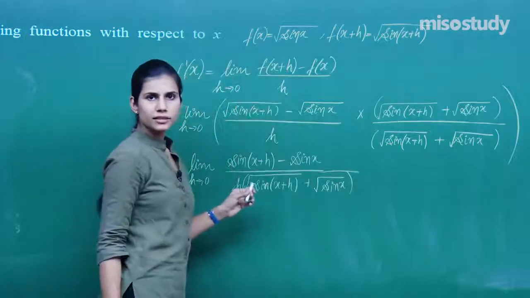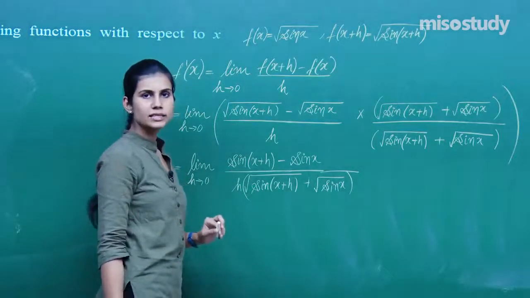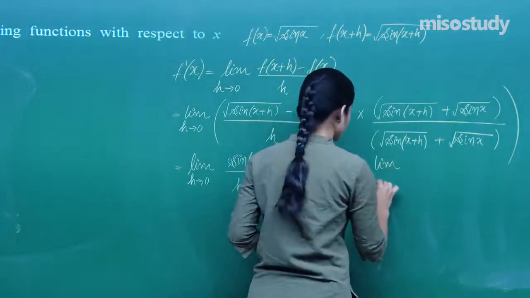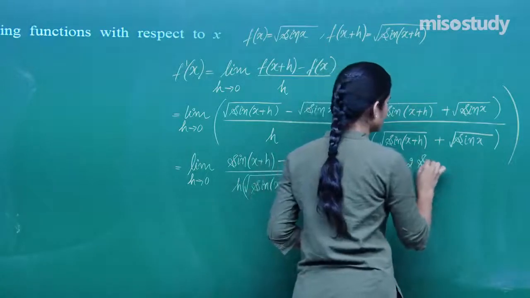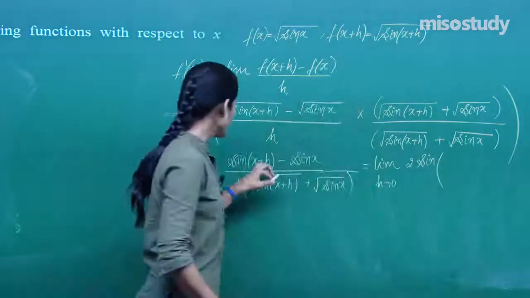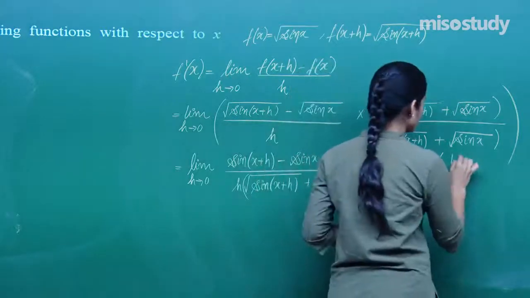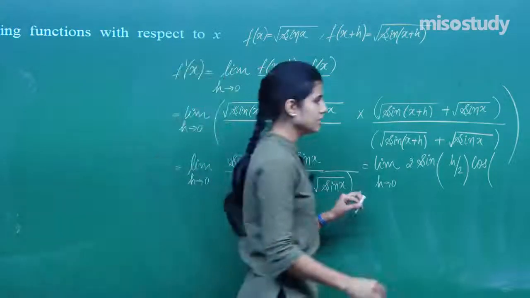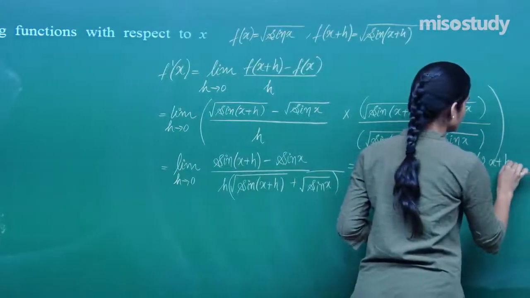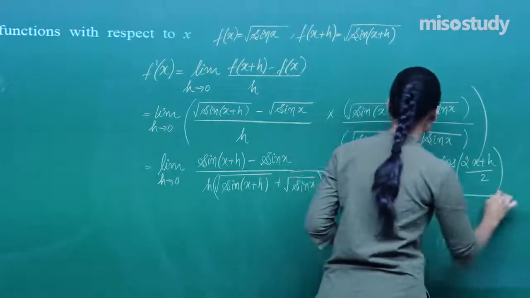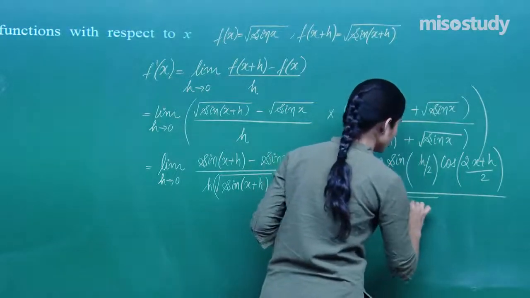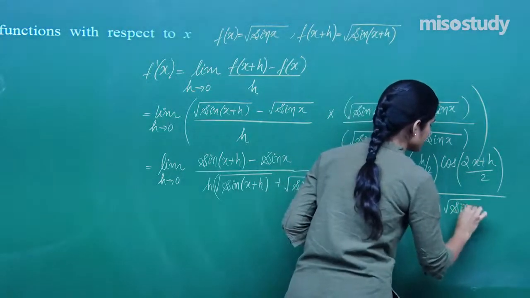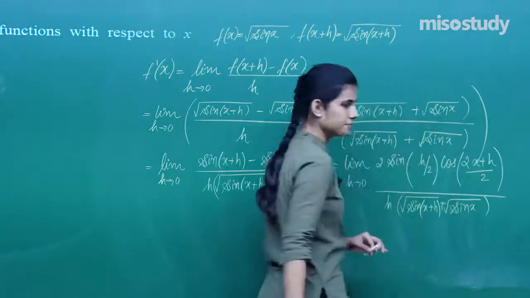Now, you can see in the numerator the pattern is sin c minus sin d, which is 2 sin of c minus d by 2 cos of c plus d by 2. So, let us write it down. This is limit h tends to 0 of 2 sin of (c minus d) by 2, that is x plus h minus x, that is h by 2, cos of (c plus d) by 2, that is x plus h plus x, which is 2x plus h by 2, whole upon h into root over sine x plus h plus root sine x. This is plus over here.